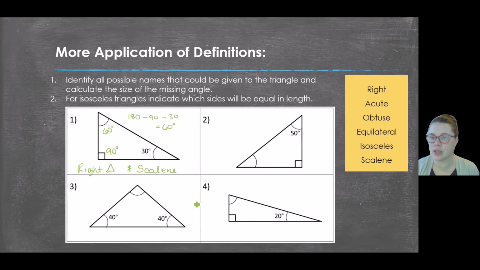If we move over to the next one, so if we move over here, again, we have our little box in the corner. So this means it's right. Okay, we just need to find out what's the missing angle. So 180 minus 90 minus 50 leaves us with 40 degrees. Okay, so this one, because all the angles are different, it is also a scalene triangle.